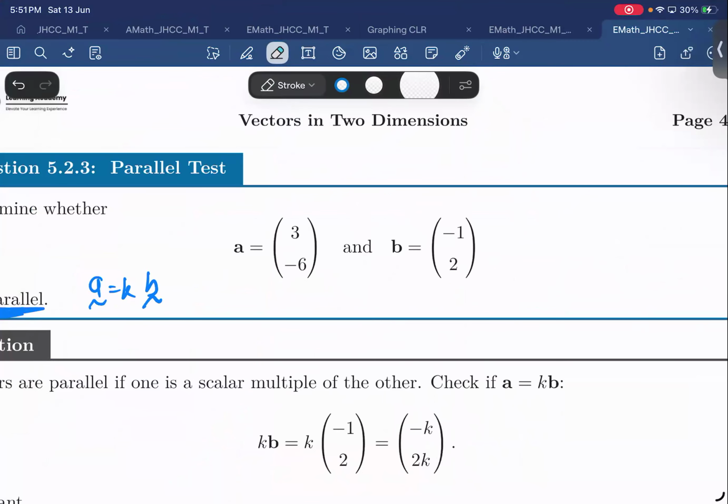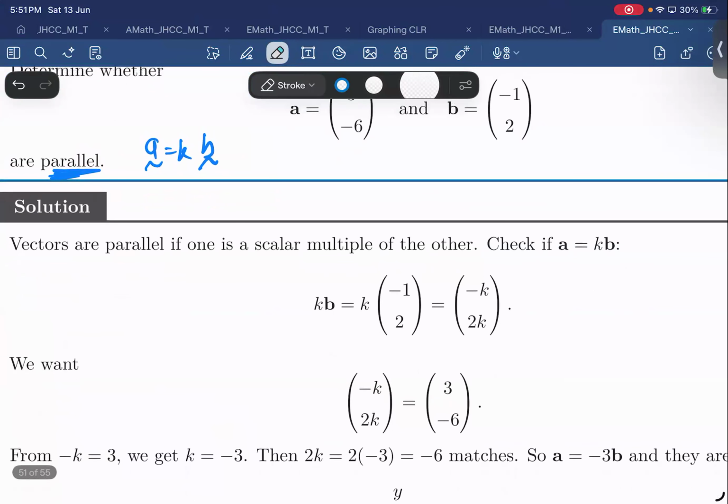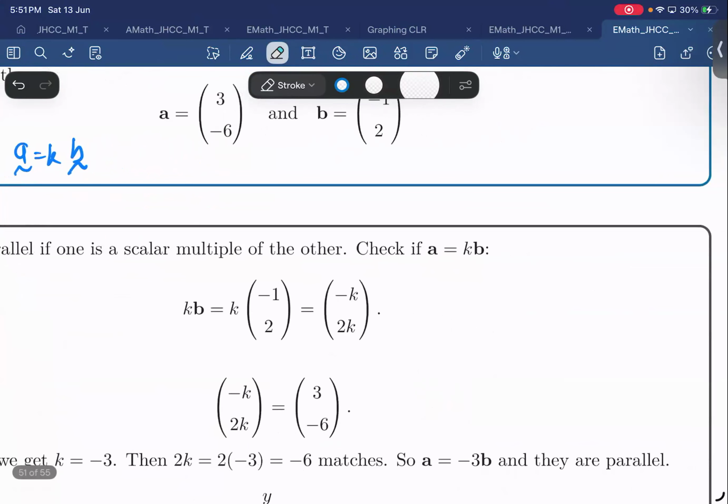So K times B is minus K, 2K. And if you want to compare this with A, let them be equal to each other. So that means that the top must be equal and the bottom must be equal as well. So minus K must be equal to 3, which tells us that K is minus 3. And the bottom also tells us that K equals to minus 3, because 2K equals to minus 6 means K equals to minus 3. So thus we found a value of K which is minus 3. So A equals to minus 3B. So these two vectors are parallel.